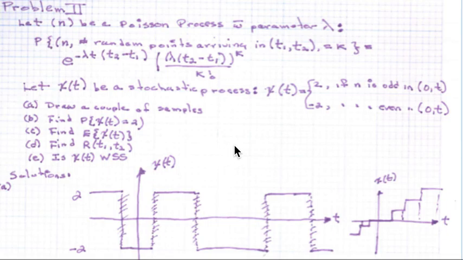Now, as we start out, we see here that x of t is the stochastic process equal to 2 if the points are odd in the interval 0 to t, and minus 2 if they're even in the interval 0 to t. The first section seeks a couple of samples.